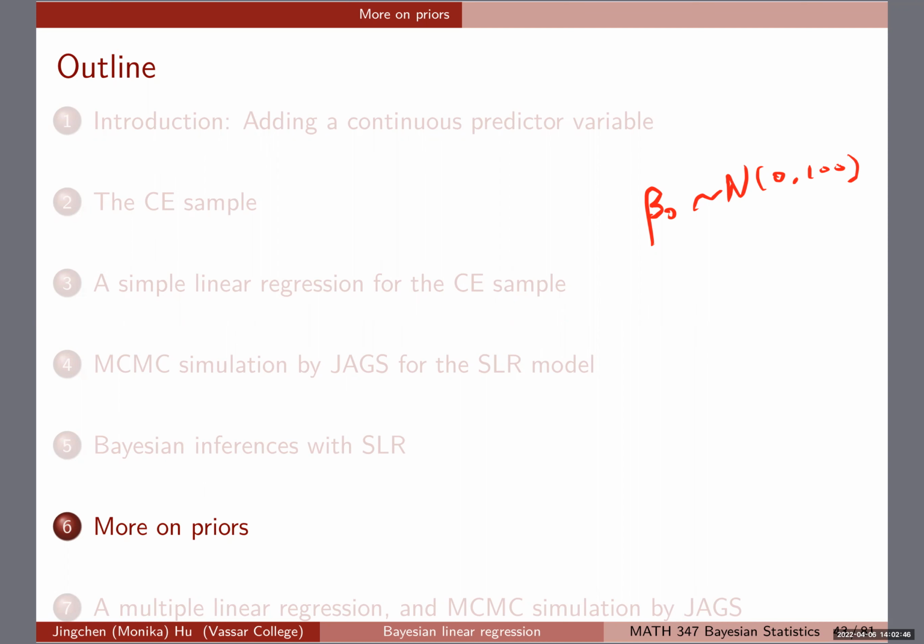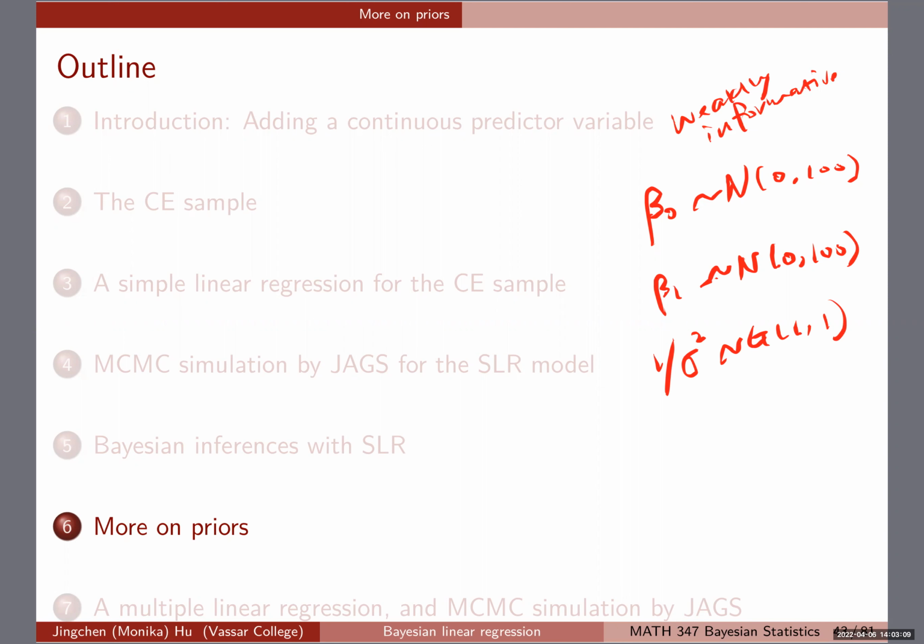And then we also gave the same normal 0 and 100 standard deviation for beta 1 as well. So that is once again a weakly informative prior. And then we give 1 over sigma squared a gamma 1, 1. So we call this weakly informative. That can be used when you really don't know where those parameters are going to be. And like I said, then you can let the data decide where you think the posterior should be.